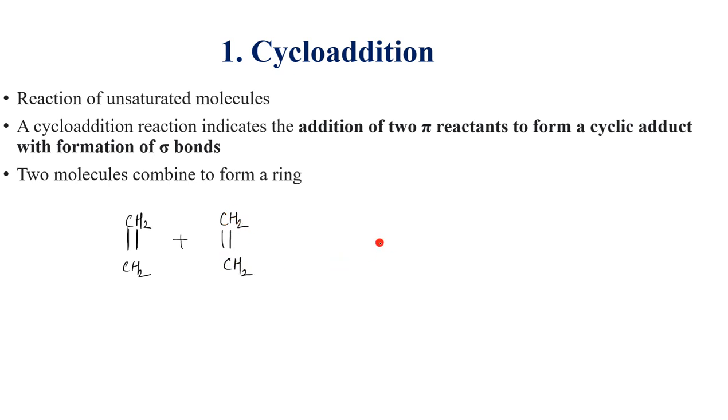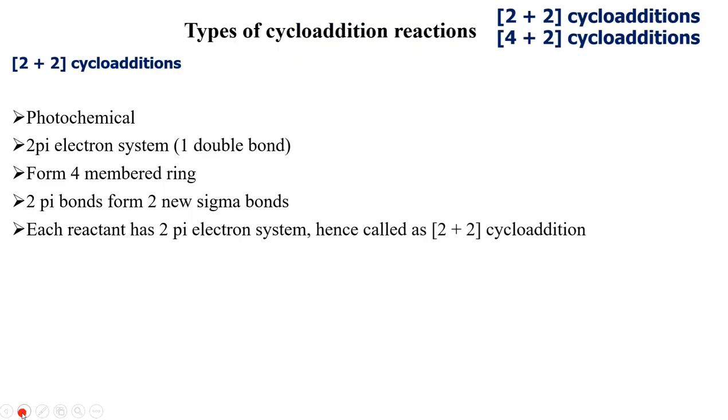So here old pi bonds are broken and new pi bonds are formed. Right now I'll just show it this way. So this is the kind of product which is formed. A cyclic structure is formed, a cyclic product. So both unsaturated reactants give you a cyclic product. Two molecules combine to form a ring. The ring can be 6-member, 4-member depending upon what your reactants are. And depending upon that, you have two types of cycloadditions, 2 plus 2 and 4 plus 4.